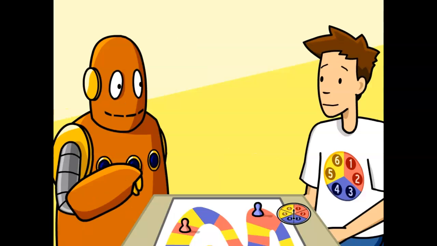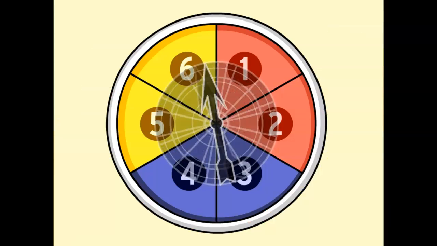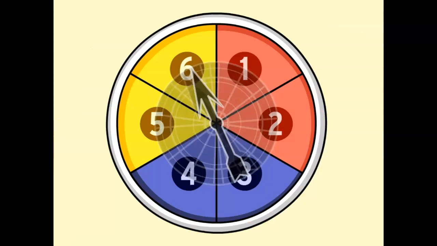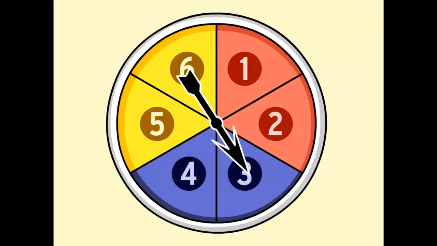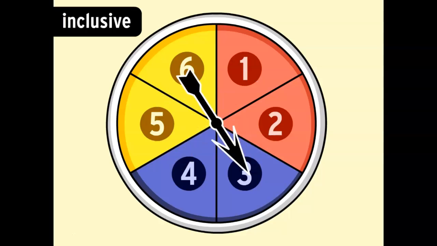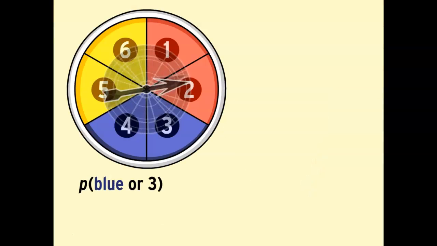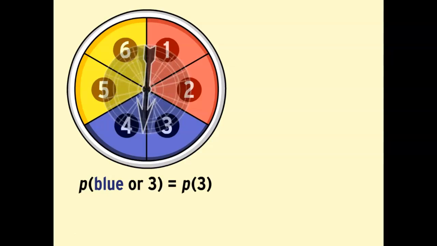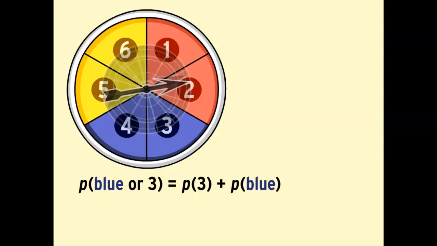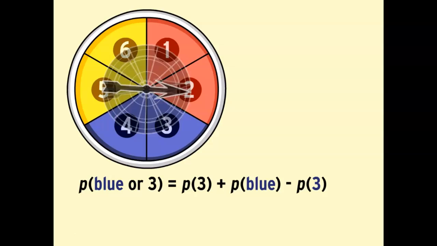What about the spinner landing on a blue or a 3? Well, that's a different story. The 3 is on a blue piece, so it's possible to spin a 3 and spin a blue on the same spin. That makes them inclusive events. This is a little tricky, so pay attention. The probability of spinning a 3 or a blue is equal to the probability of spinning a 3 plus the probability of spinning a blue minus the probability of spinning a blue and a 3 at the same time.